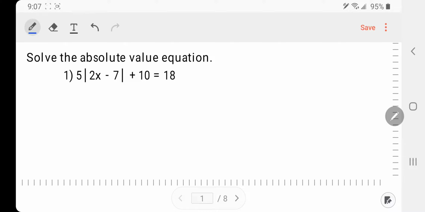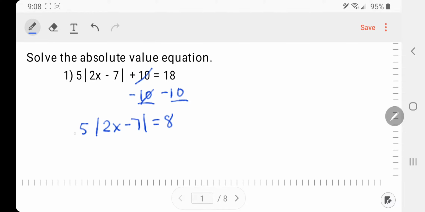So let's get started. We've got problem number 1, solve the absolute value equation. Here we're going to try to get the x by itself. The first step is we're going to have to get rid of the plus 10. So we're going to minus 10 from both sides. Plus 10 minus 10 cancel. So that's going to leave 5 absolute value of 2x minus 7. 18 minus 10 is 8.